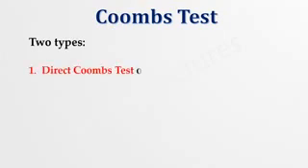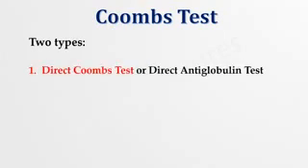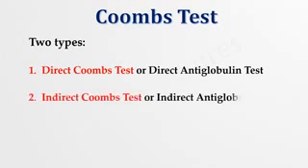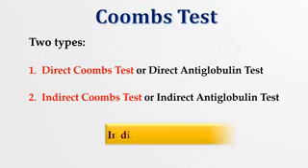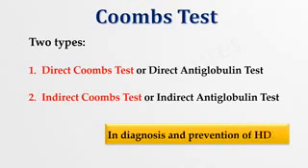Coombs test is of two main types. First type is known as direct Coombs test or direct anti-globulin test. And the second one is known as indirect Coombs test or indirect anti-globulin test. We will illustrate how these tests are used for diagnosis and prevention of hemolytic disease of the newborn.